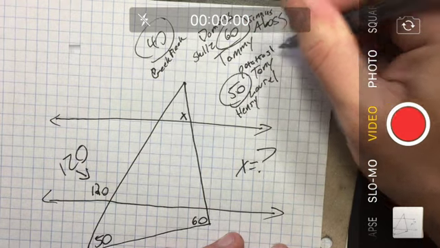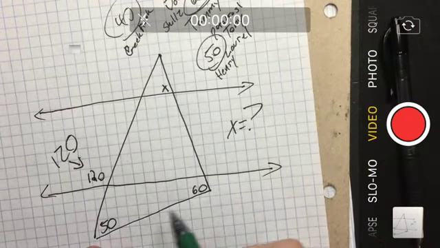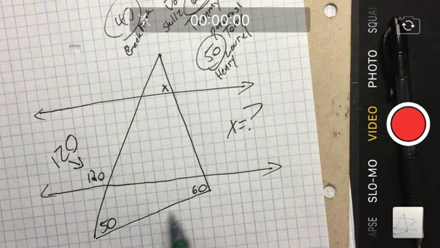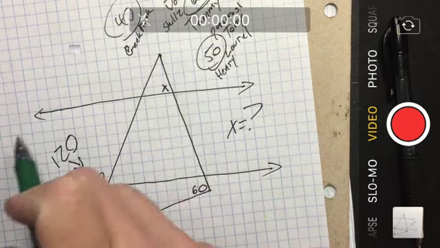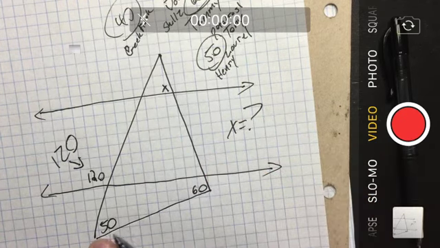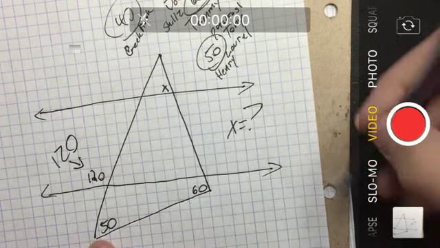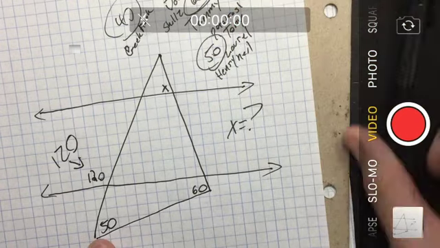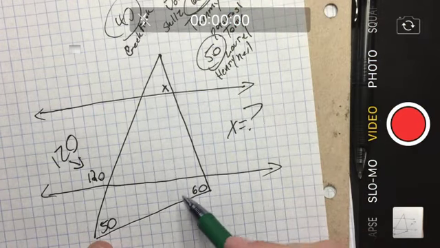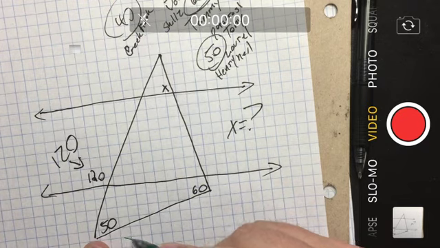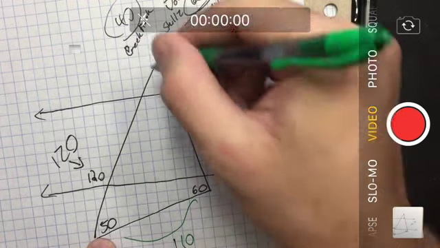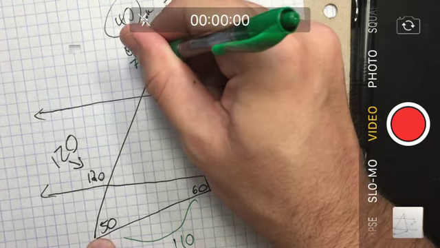All right, so let's go over this. First thing we need to do is realize that this line is not parallel with these lines, so we can't really play that game. But what we know is this triangle needs to add up to 180, right? So what we know is this needs to add up to 180. These two together add up to 110, so that means that this guy up top is 70. And now all of this adds up to 180.